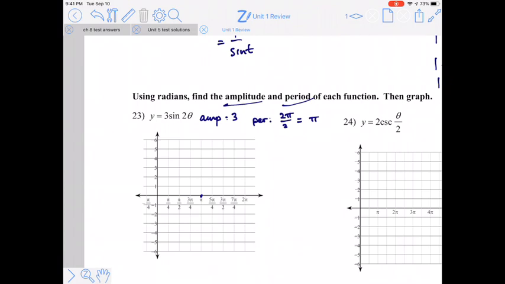So the sine function starts at the midline, and then goes up to its highest point, back down to the midline, and down to its lowest point. And since the period is pi, one cycle is going to end there.